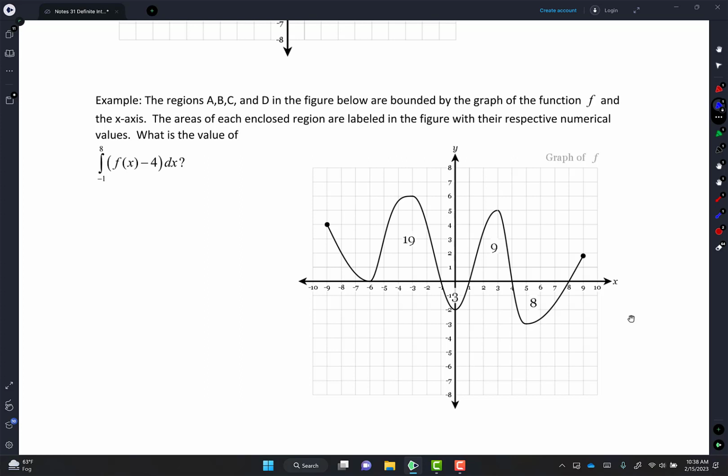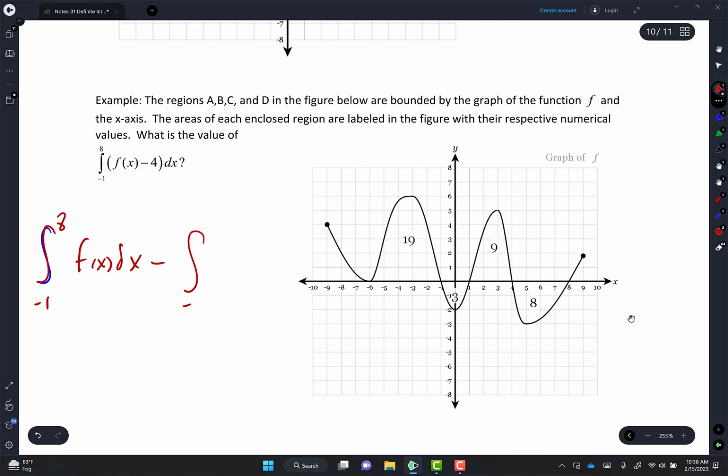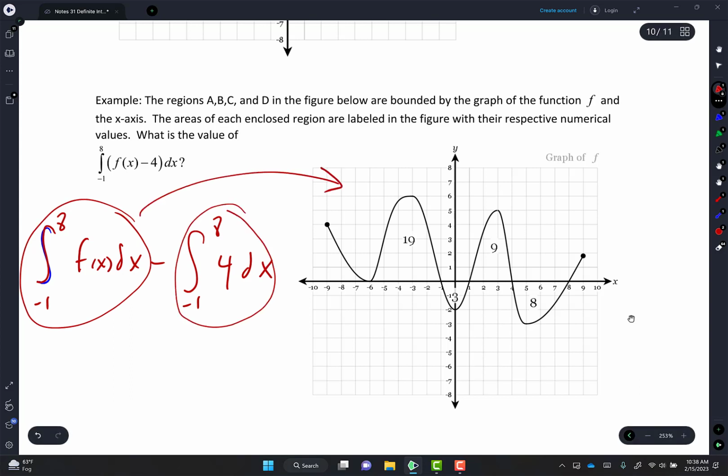Break this up like this, guys. Integral from negative 1 to 8 of f of x dx minus integral from negative 1 to 8 of 4 dx. At the moment, the only antiderivatives you can do are just constants. This I can do with the areas in the graph, and this I can do with just a rectangle, right?